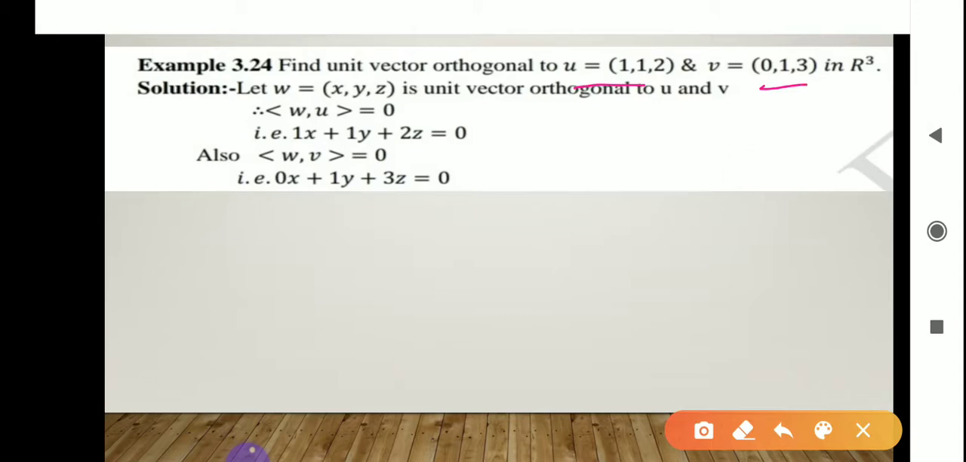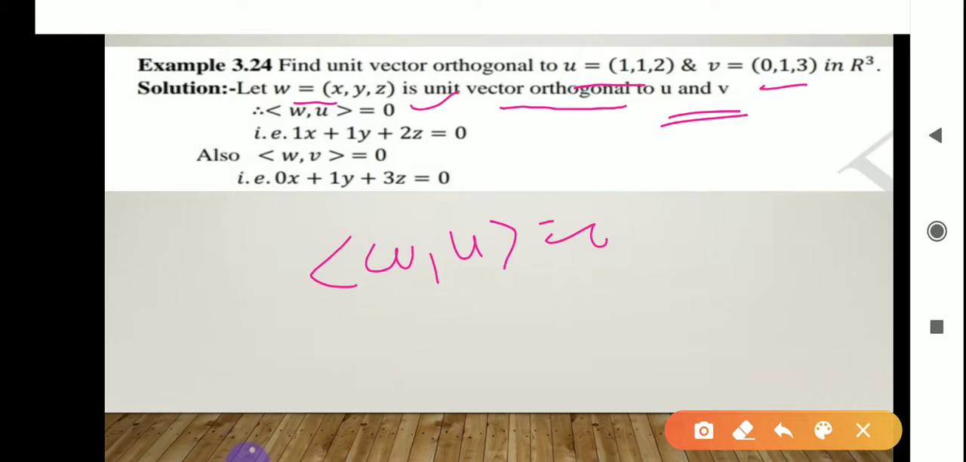Suppose we assume that the unit vector is w, that is, w is equal to (x, y, z), orthogonal to u and v. If w is orthogonal to u and v, then the inner product of w and u equals 0. W is (x, y, z) and u is (1, 1, 2). Equating its inner product with 0, we get the equation 1 into x plus 1 into y plus 2 into z equal to 0.